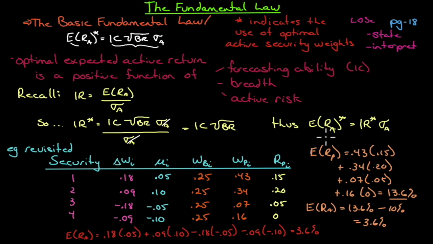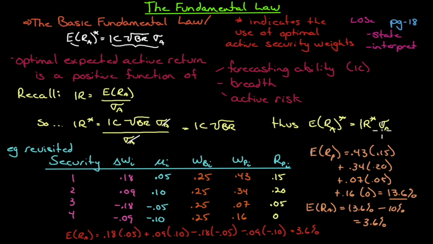Thus, we can say that the expected active return using optimal weights is equal to the information ratio using optimal weights multiplied by the active risk. Look how simple that becomes. Getting there was kind of messy. Only by working through problems do we actually put some structure in our mind about what this looks like.